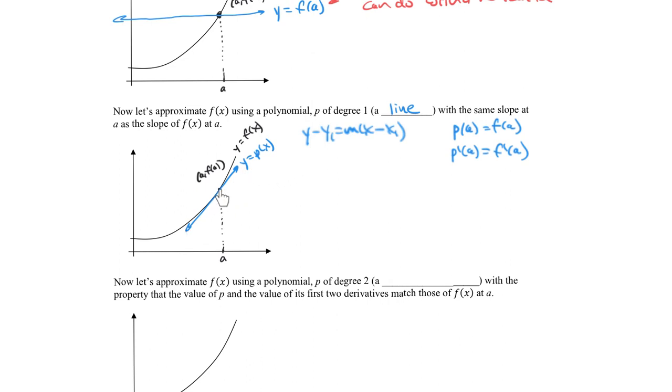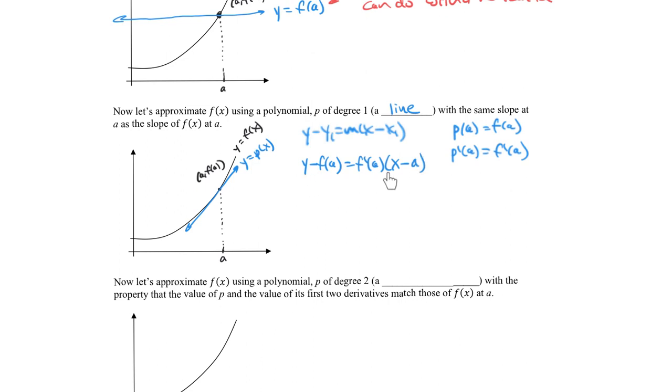So the point on the line is a, f of a, so this is going to be x1, y1. And the slope, well, the slope of this line is just the derivative of the function at that point a, right? So we could say y minus f of a is equal to the slope, which is f prime of a, times x minus x1, and x1 is just a.